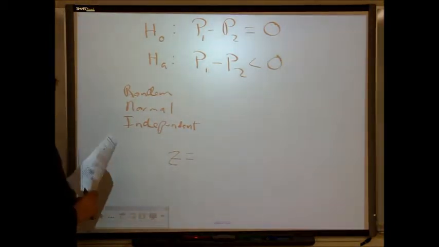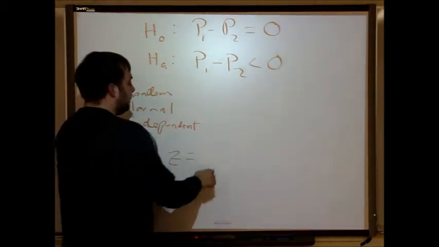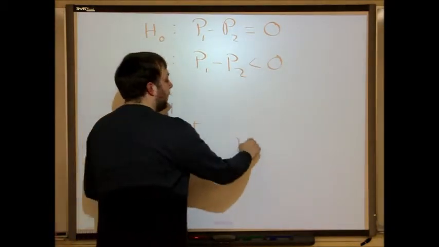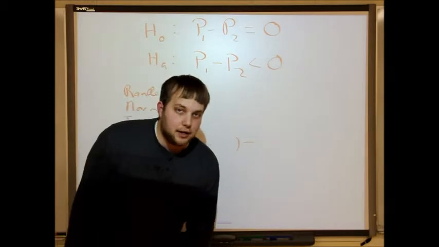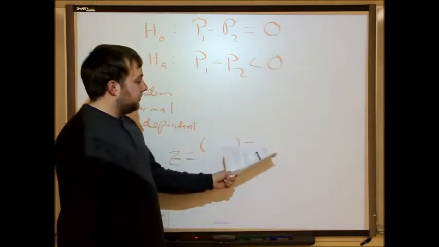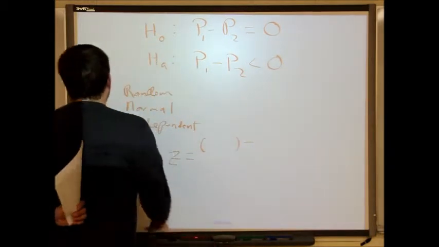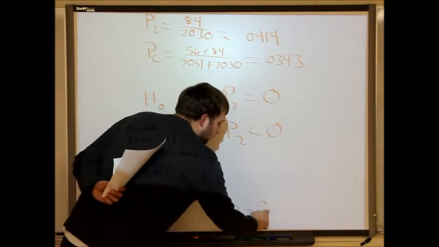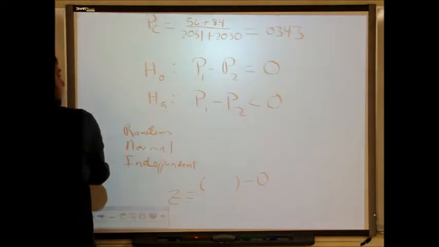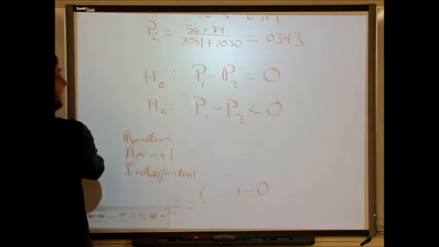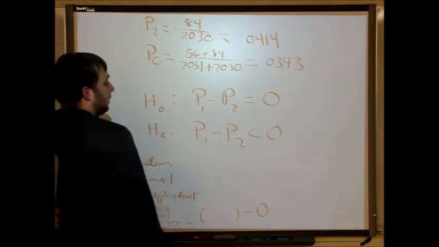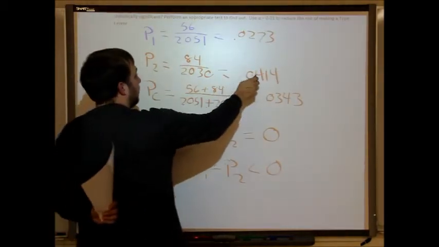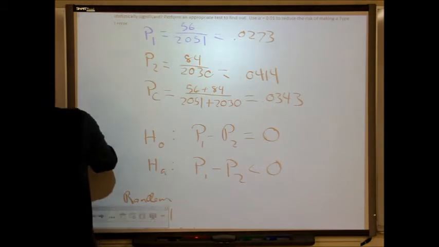My Z-score, well, it's going to be what the difference is that I got minus the difference what I should have got. Well, what's the difference that I should have got? Or my HO? It should be 0. So that's going to be the top. And what was the true difference that I did have? Well, you're going to have to subtract these two.